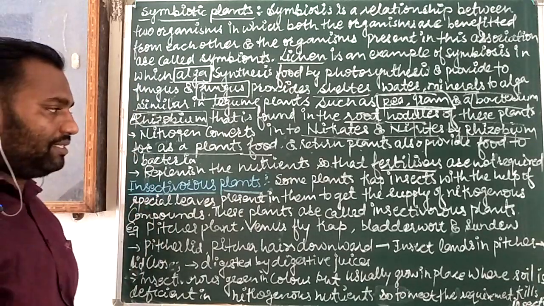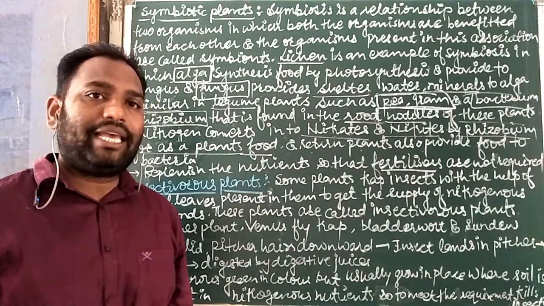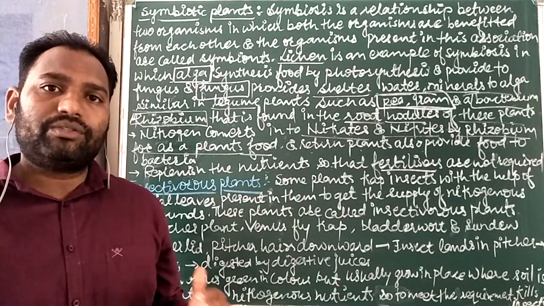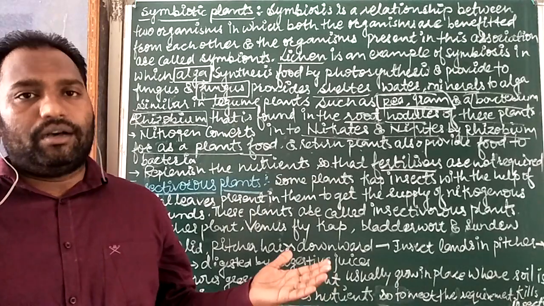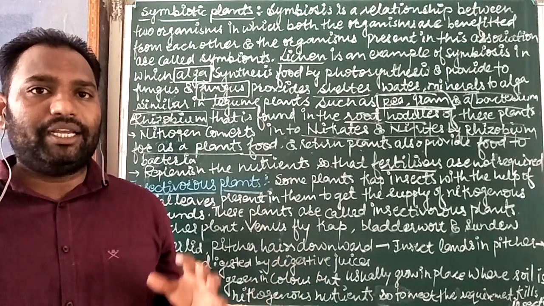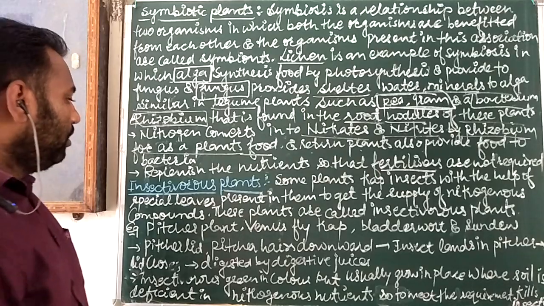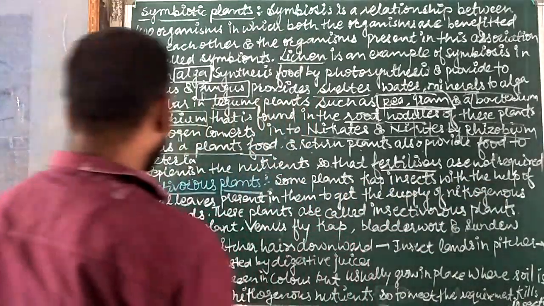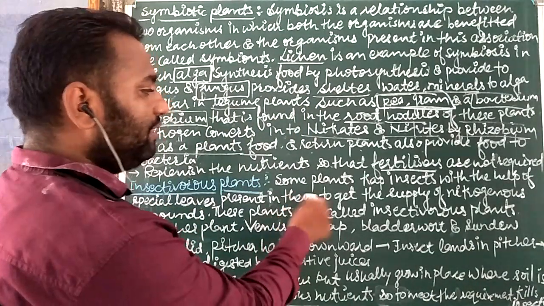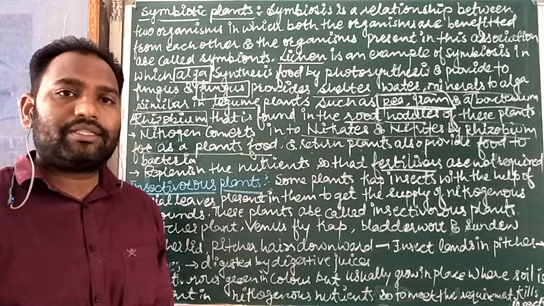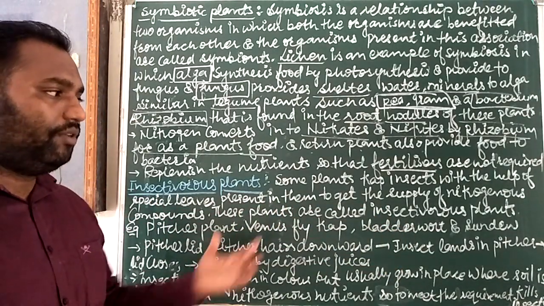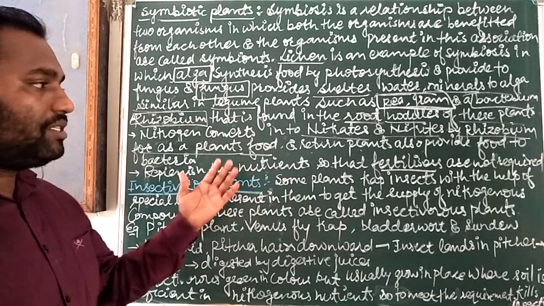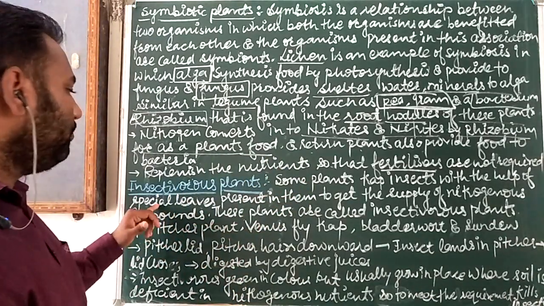Now the insectivorous plants. Some plants can kill or engulf insects. Their food is obtained by killing insects and taking the whole body of the insect into their body. So what are insectivorous plants? Some plants trap insects with the help of special leaves present in them. We will see the main examples of these insectivorous plants.